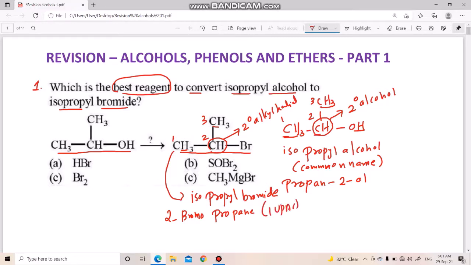So instead, this question we can phrase like this also: which is the best reagent to convert propan-2-ol to 2-bromopropane? Both the questions are similar. The only difference is IUPAC and common name. Now come to the answer.